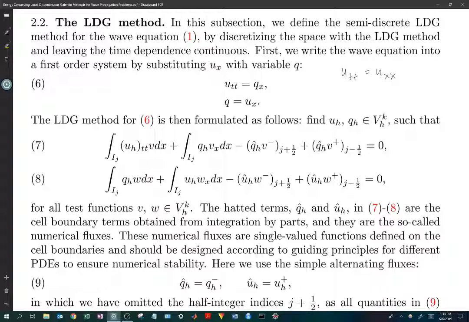And so then, for this term here, you end up with QH with an x derivative. And what you do for finite element methods is you want to move this x derivative over to the test function v. And so we do that using integration by parts, and then you get these two terms with the QH hats.